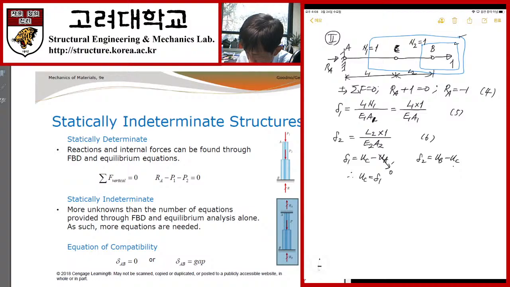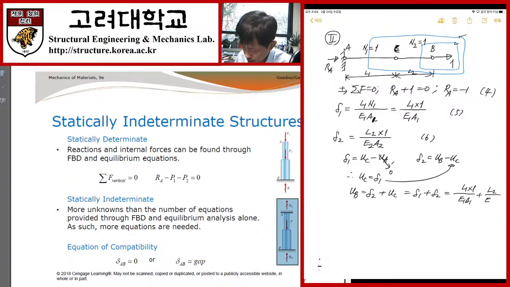Then if you plug in here, my UB is equal to delta 2 plus UC, then delta 1 plus delta 2. That means L1 times 1 over E1 A1 plus L2 over E2 A2 times 1. Is it clear?